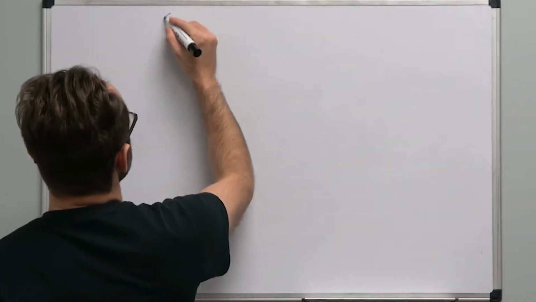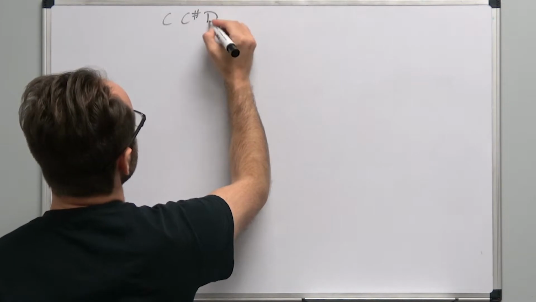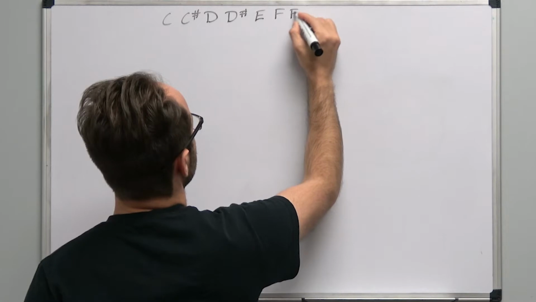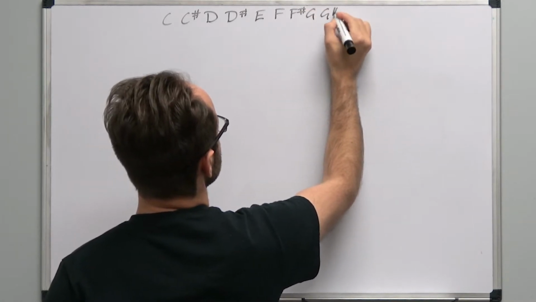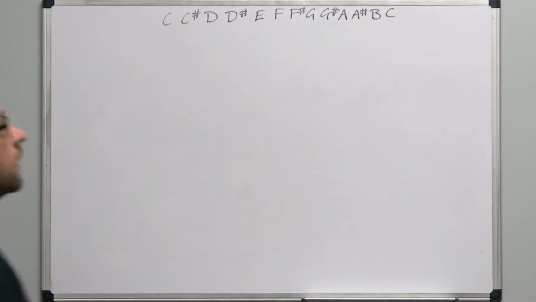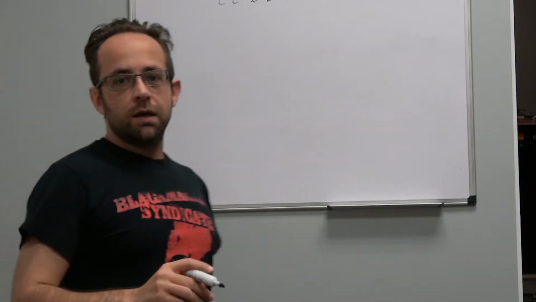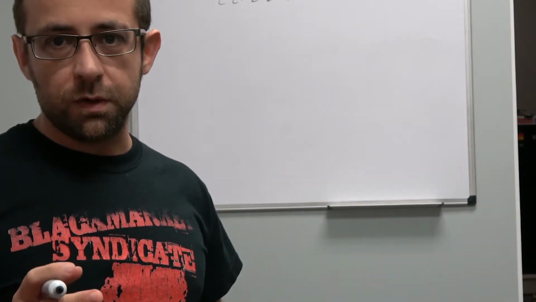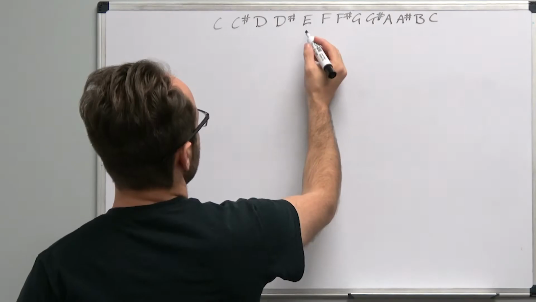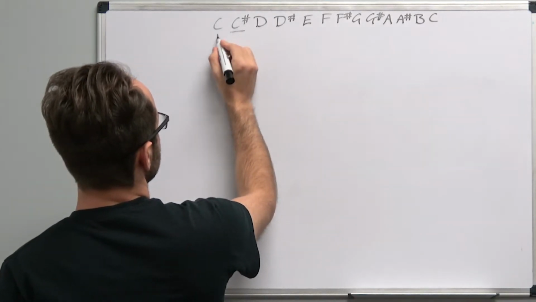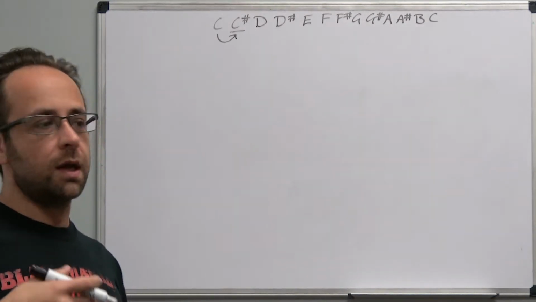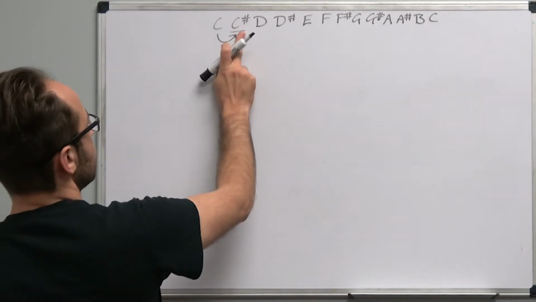So that's going to be C, C sharp, D, D sharp, E, F, F sharp, G, G sharp, A, A sharp, B, and C. Now, if you haven't done much music before, then the first thing that'll probably stand out to you is that most of these notes have a second note with the same letter name right after it, except that the second one is named sharp. I'll get to that later.